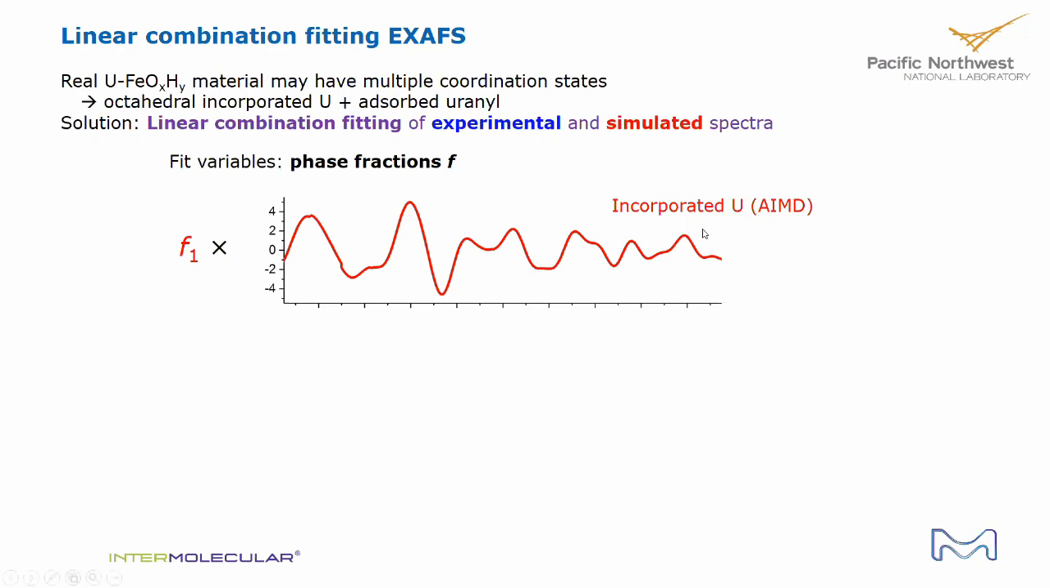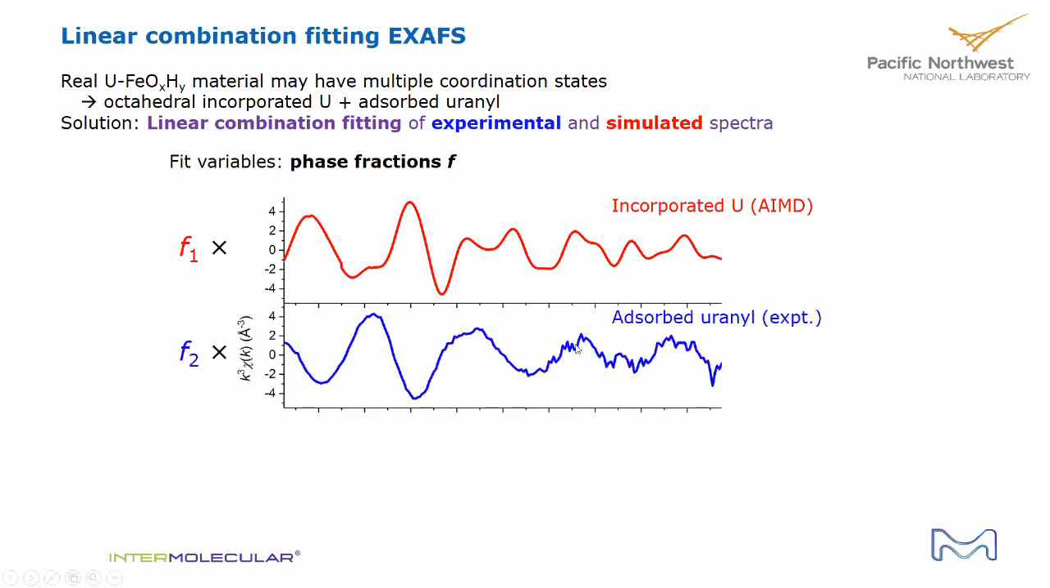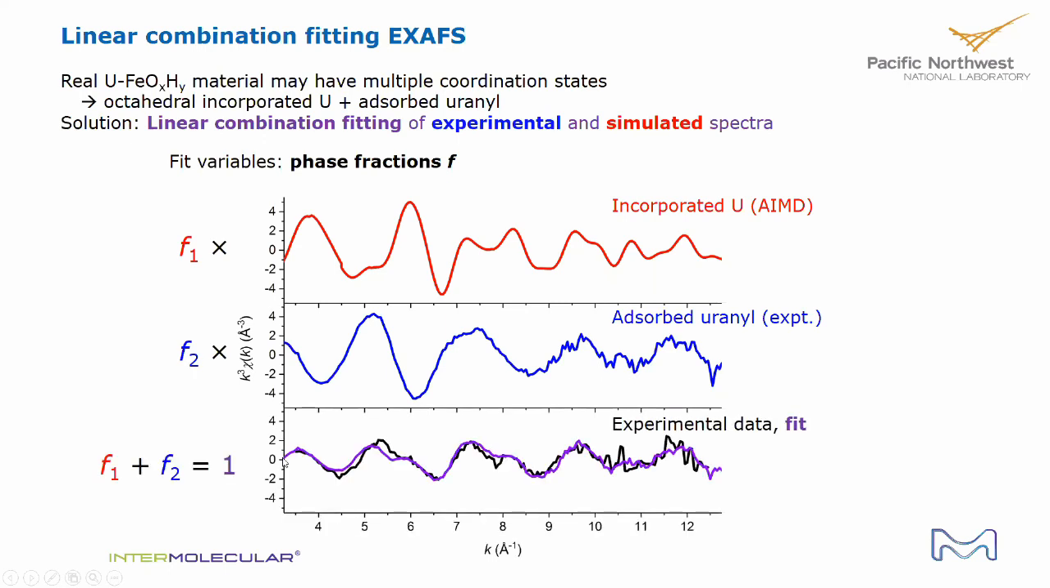In this case, we've calculated the structure and dynamics for uranium-5 in goethite. Then we have simulated all of the photoelectron scattering paths and summed them together to get this chi of k. So we have some fraction of this spectrum, and then we also have adsorbed uranyl, which we've measured separately. If we sum these together in a weighted sum with variable phase fractions, we can end up with a pretty good fit to the experimental data.